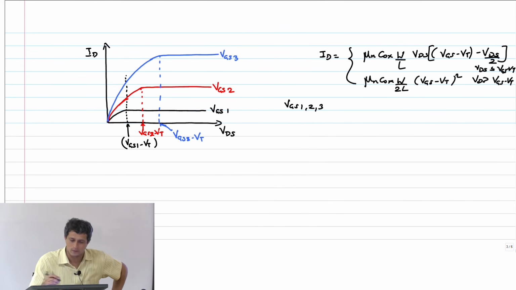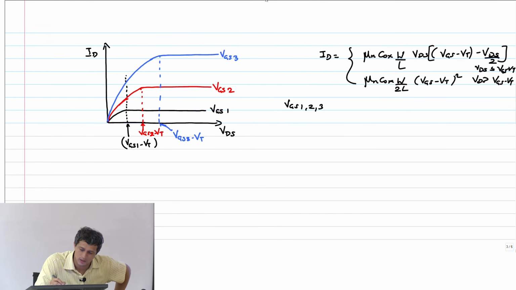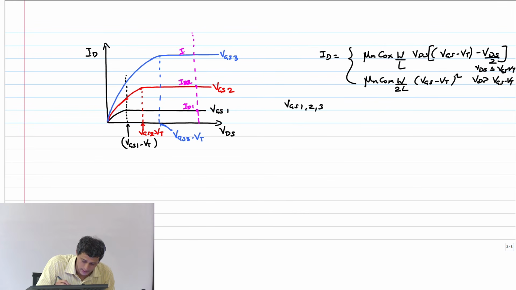Now the point to note is that if I fix a particular VDS in the saturation region where all three transistors are now in saturation, so let me consider this particular point here. What should be the relation of the currents ID1, ID2 and ID3? Let's say this guy is ID1, ID2, and this is ID3.